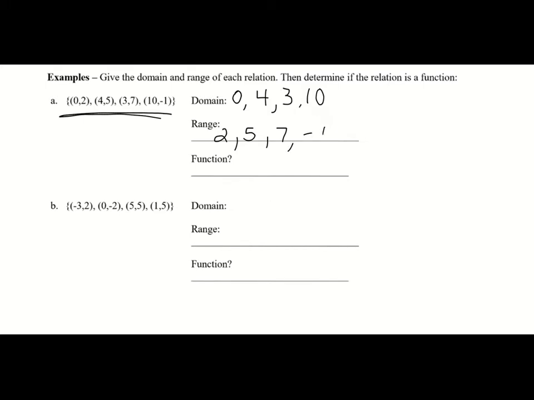Now, is it a function? Remember, the definition of a function is a specific relation in which each of the first components, or each domain, corresponds to exactly one second component, or one y component. What I like to do is look at the relationships. I know that 0 corresponds to 2, 4 to 5, 3 to 7, and 10 to -1. If I look at this, each domain has exactly one range, or one y value. Each x value has exactly one y value. So is this a function? The answer is yes, it is a function.